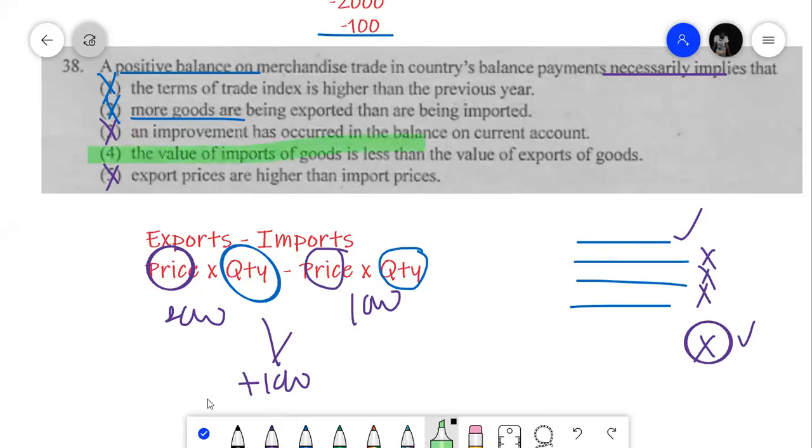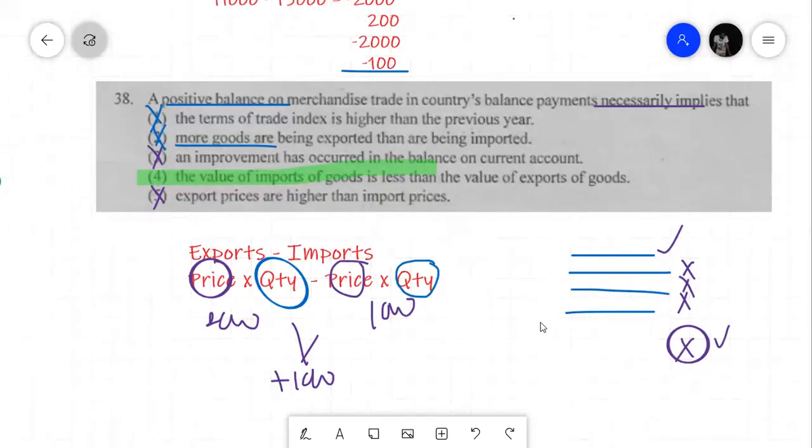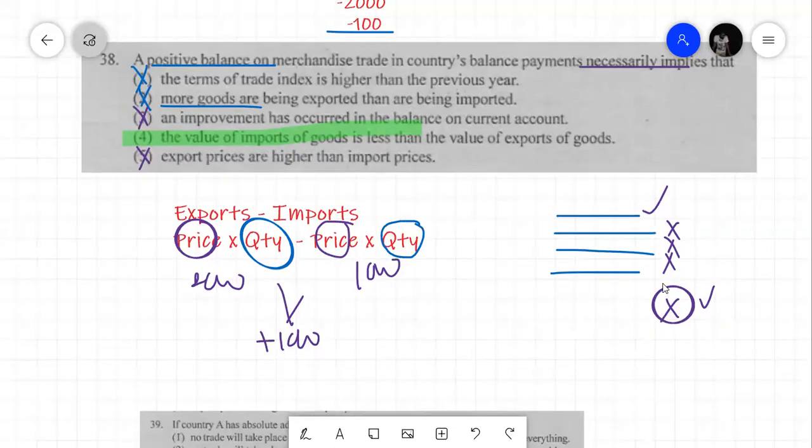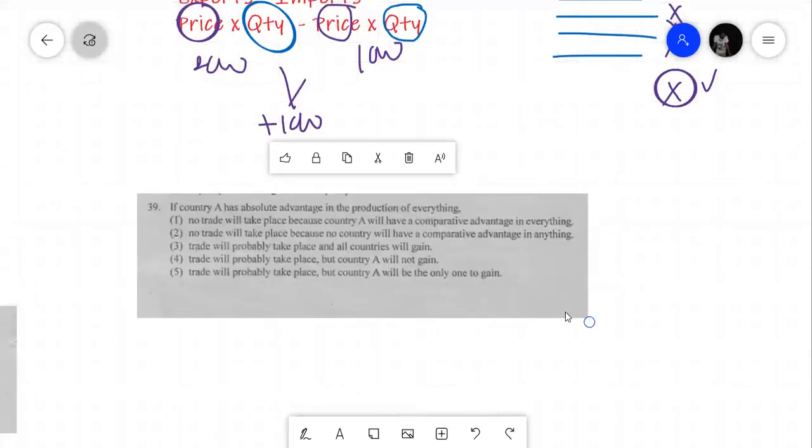It's a simple question, but a little confusing. If you don't read it properly, you can get misled. Are we fine? Yes, 38. Questions, issues, problems? Okay, that's for 38. Then moving on to 39.